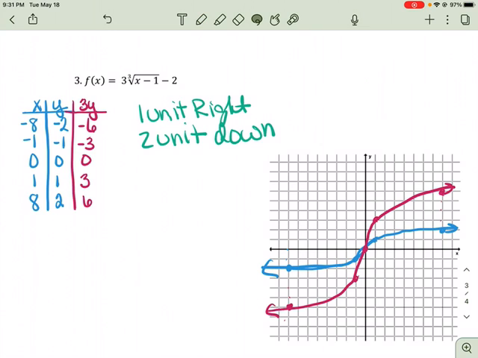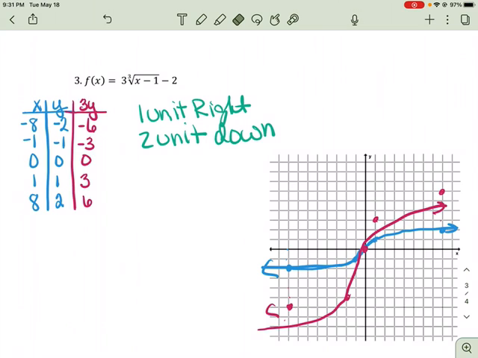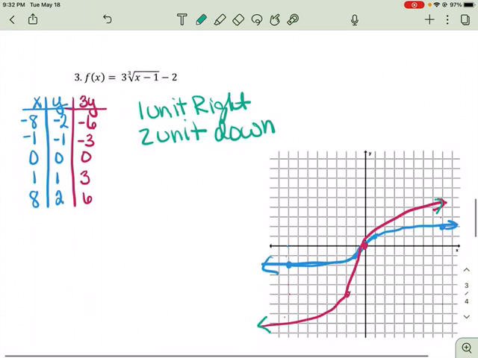Let's see the easiest way. Okay, so I'm going to take this guy, and I'm going to go from the origin, and move him 1 unit right and 2 units down. So move the origin 1 unit right and 2 units down. Okay, notice I didn't grab all of it when I circled. So there we go. And that is our final answer.